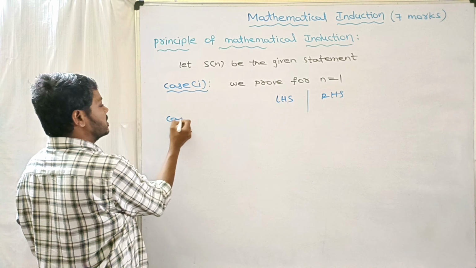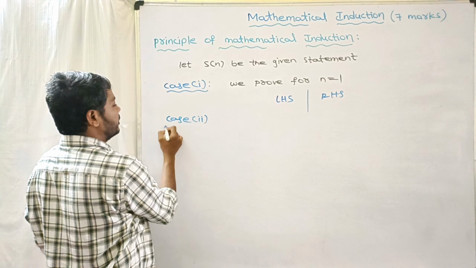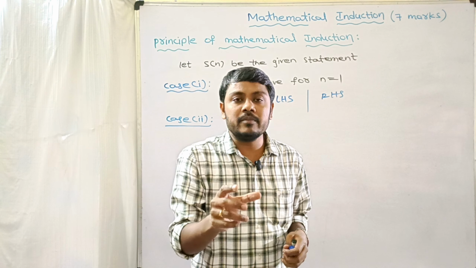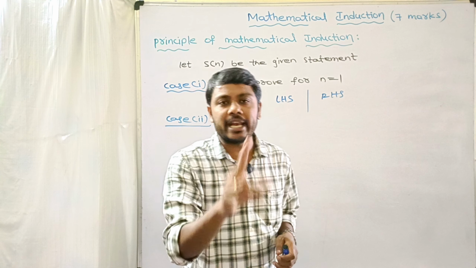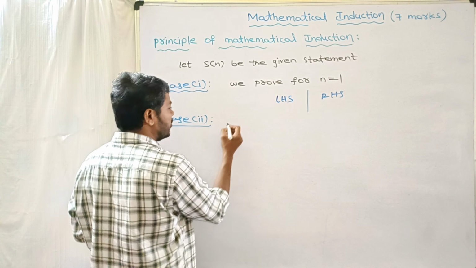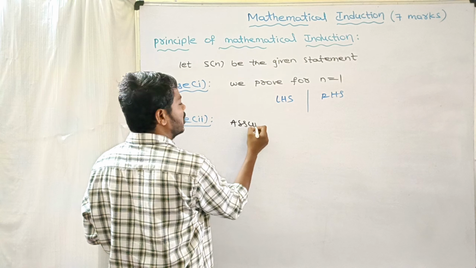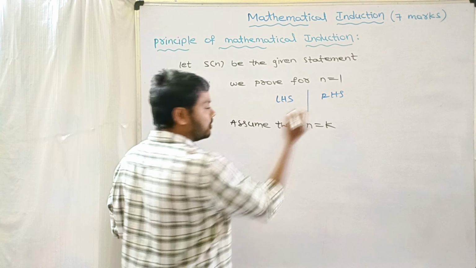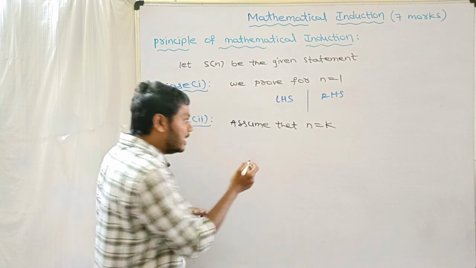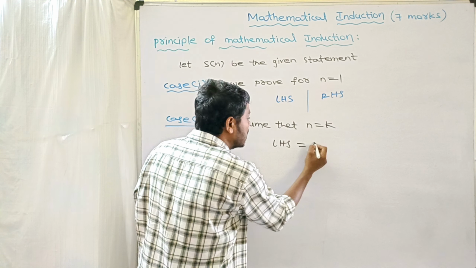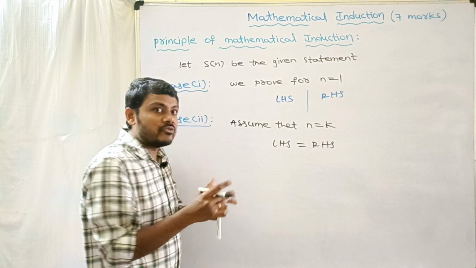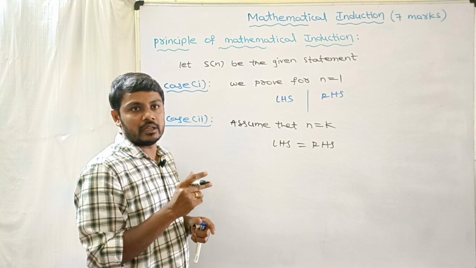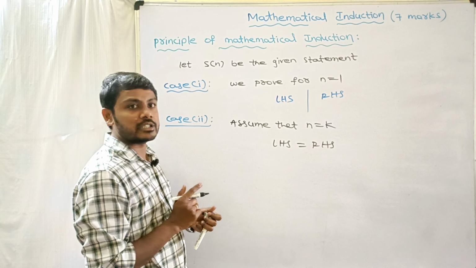Okay, so that is the first case. And go for the second case. In the second case, we have to assume the given statement is true for n is equal to k. So simply we can write, assume that n is equal to k. So which means we can write directly LHS is equal to RHS. So which means we can replace n by k in the given statement. Okay, that is the second case.